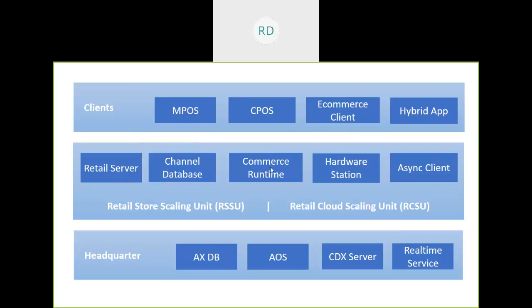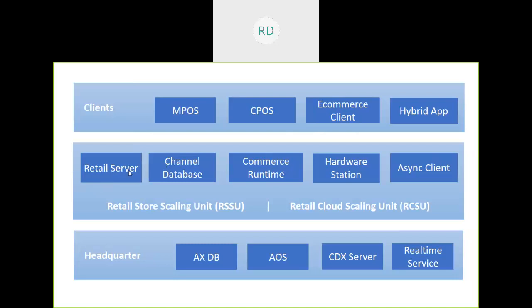How can the API be accessed from outside? Any third-party application can access the retail server API. In that, the retail server doesn't have any business logic. The business logic will be part of the commerce runtime, so the retail server internally will call the commerce runtime.